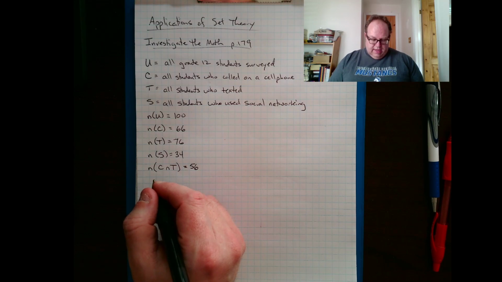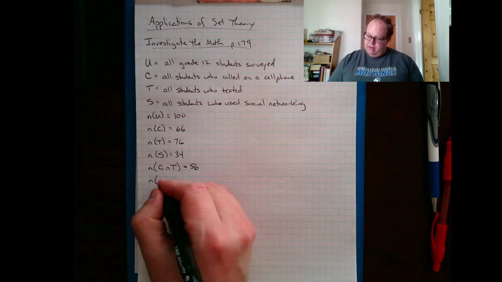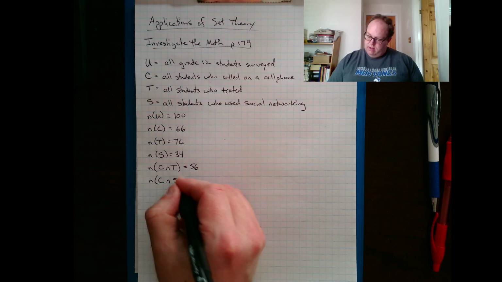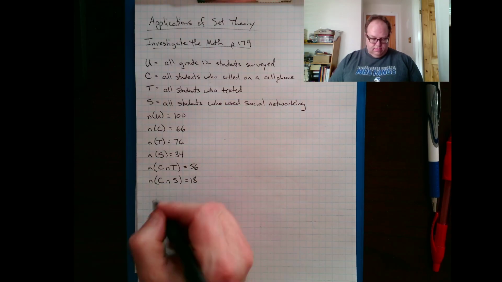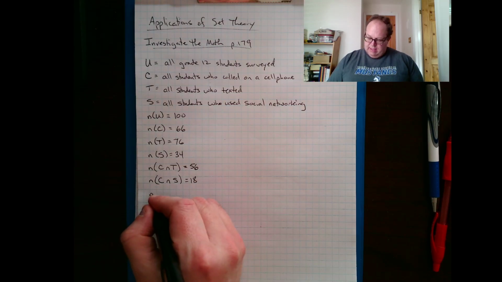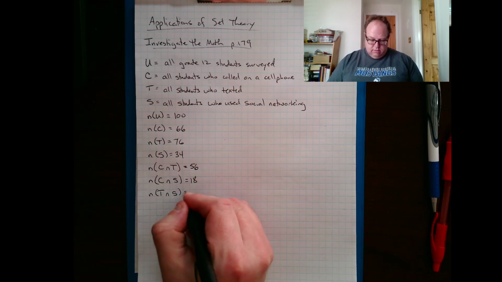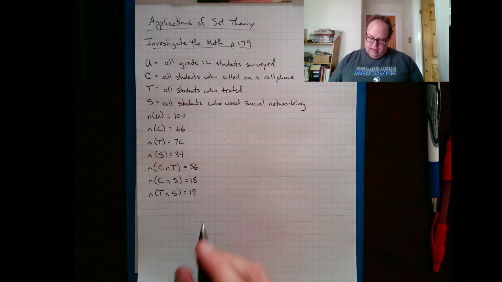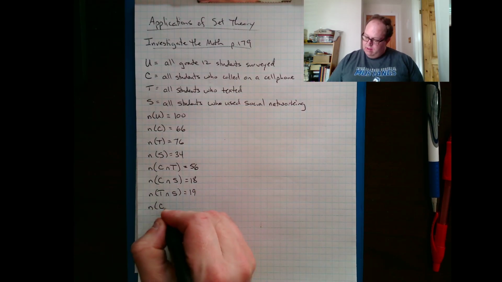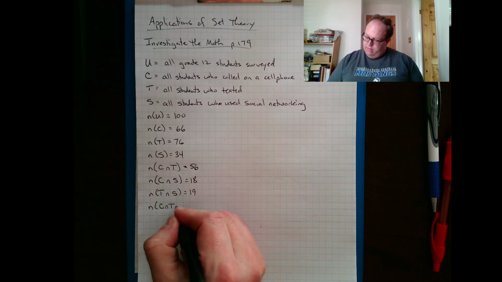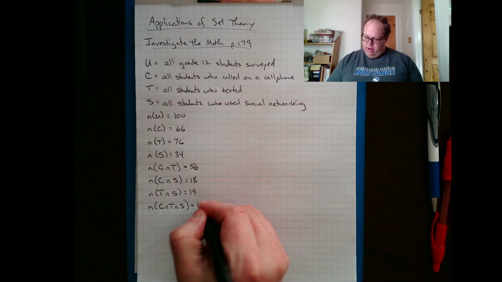Next, we are told 18% called on a cell phone and used a social networking site. So called on a cell phone and used social networking. That was 18%. 19% texted and used a social networking site. And 12% used all three forms of communication, and what that looks like is the intersection of those three groups that we talked about, and we know that that is 12.